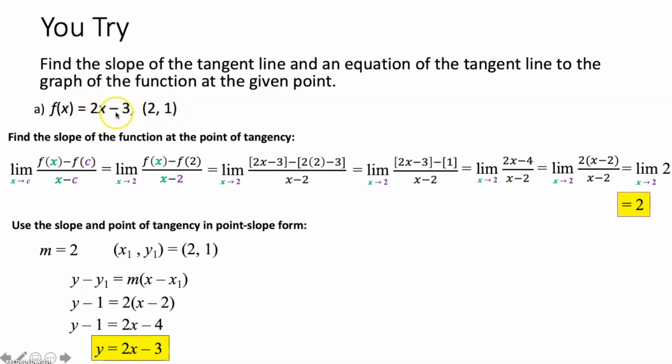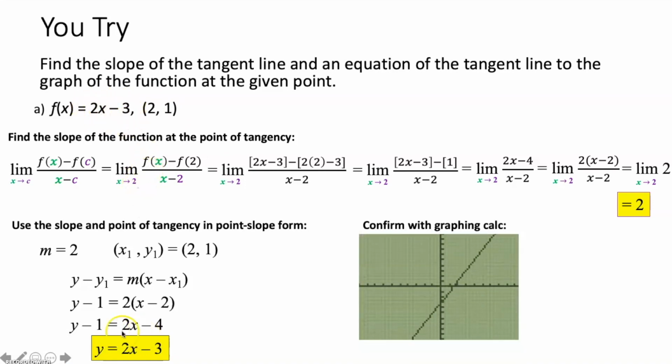Wait, hold on. This isn't a curve, this is a straight line. And because it's a straight line, we end up getting that the tangent line to a line is just the exact same line. Oh, that's interesting. And it makes sense, right? If I were to graph a line and draw a line that's tangent to that line, you just end up getting the exact same line.